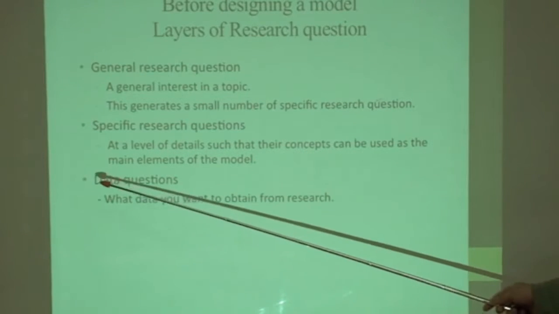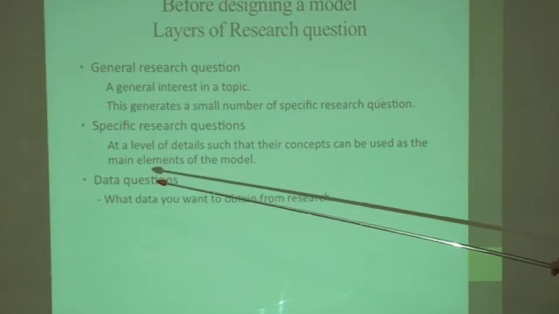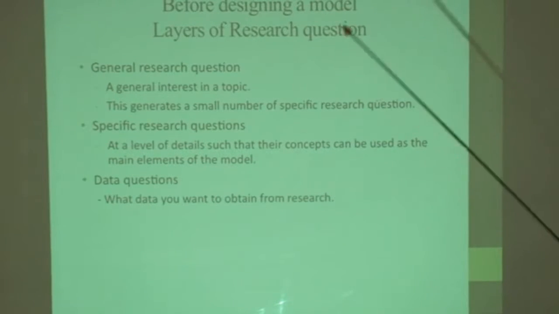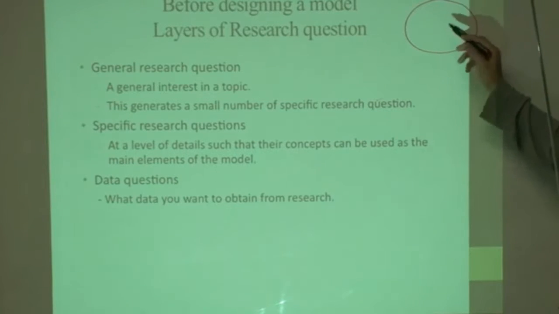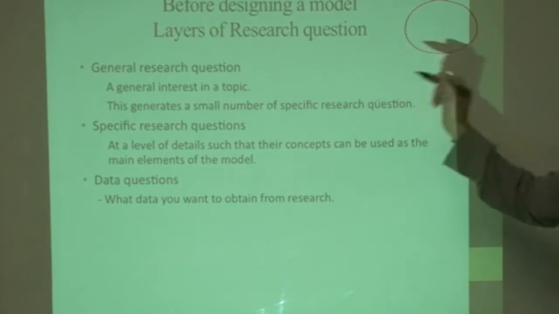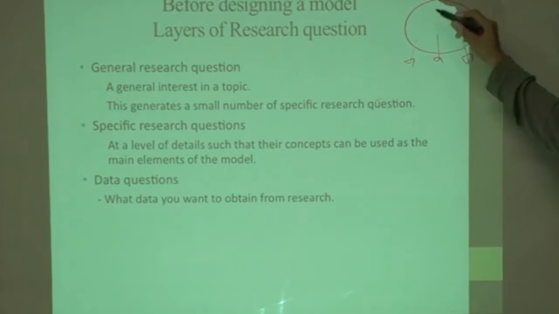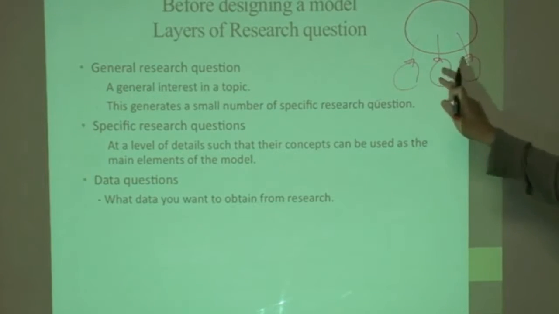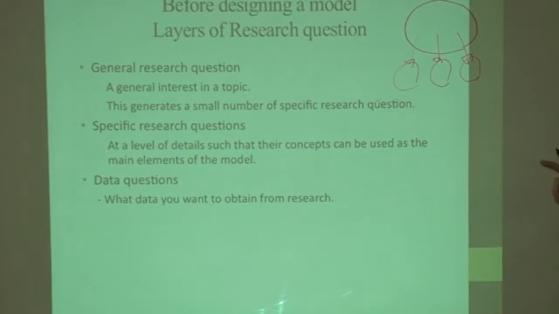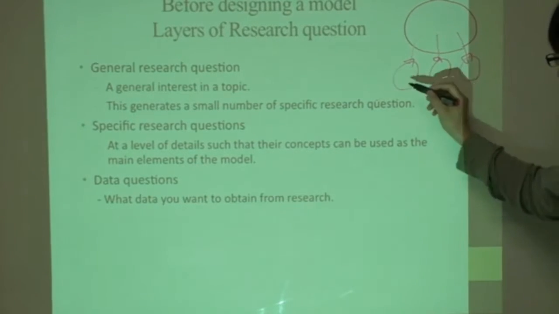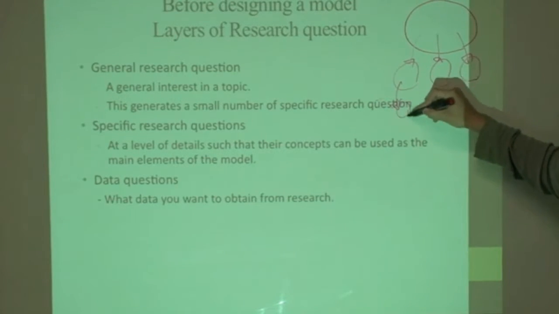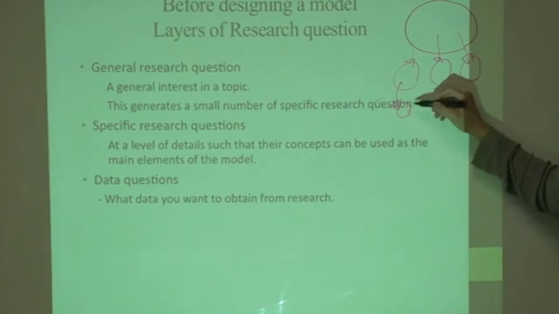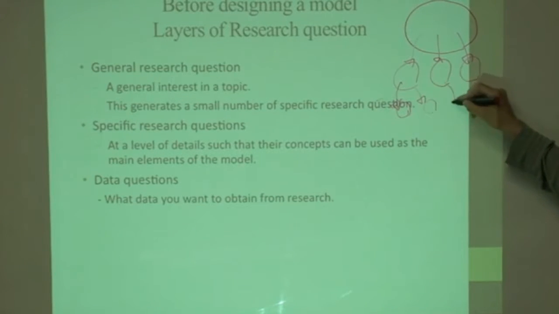And in the next level, data questions. A data question means what you want to obtain from the research. So in the image, the general question is a larger idea. Specific research questions are generated from this general research question, so there are some specific research questions. And a data question is more specific than a specific research question. What data do you want to obtain from the research? This is the data level.